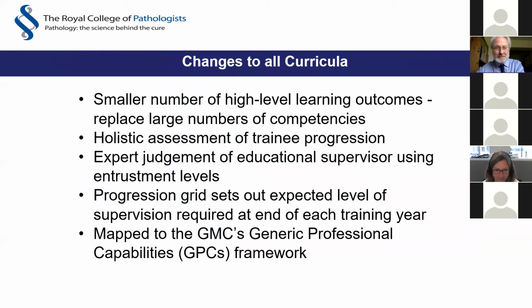Next slide, please. So the GMC wanted curricula to have a smaller number of high-level learning outcomes with holistic assessment of trainee progression based on expert supervisor trust assessment. They wanted a progression grid which showed how trainees were progressing through the curriculum, and they wanted it mapped to that framework that I have just shown you. And they wanted all curricula to be rewritten in line with this, and for this to be completed and introduced by August this year for all specialist curricula. Foundation curricula and basic specialty training, of course, would have to be introduced progressively earlier, and has been so introduced. Next slide, please.